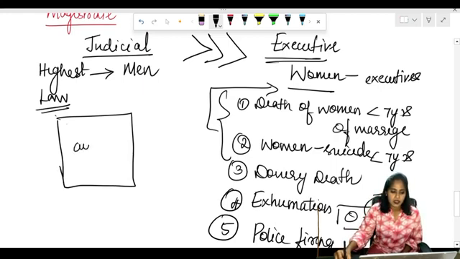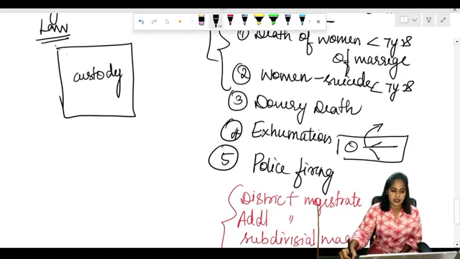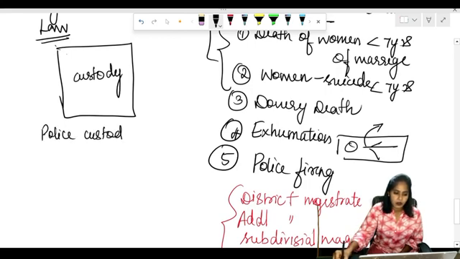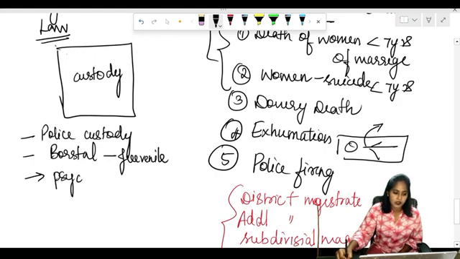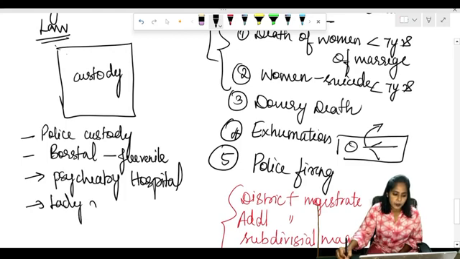Box is nothing but custody, be it any custody. So we will see what the custodies are. One would be police custody. Two, it could be a Borstal school. Borstal school is nothing but juveniles, kids will be there in the Borstal school. It could be a psychiatric hospital. So that's why I told you to remember this box. Psychiatric hospitals.